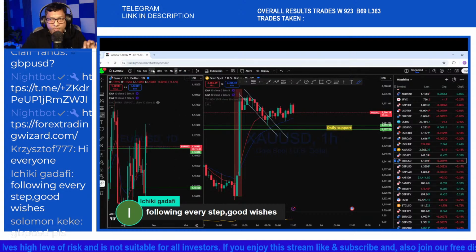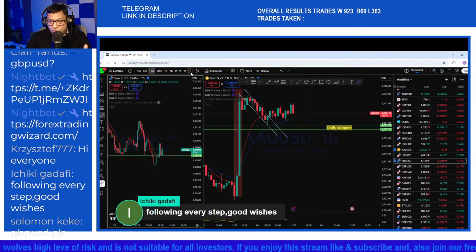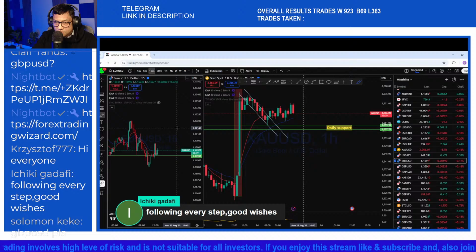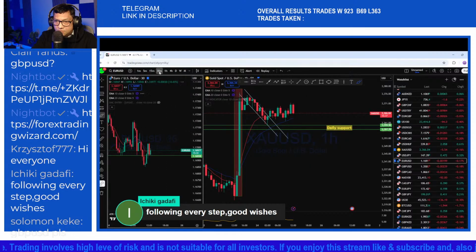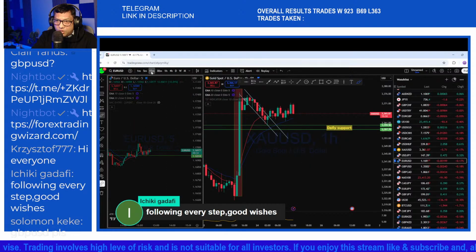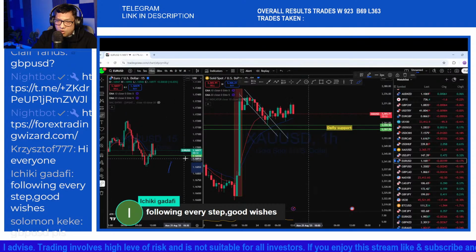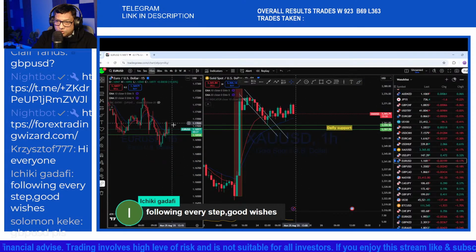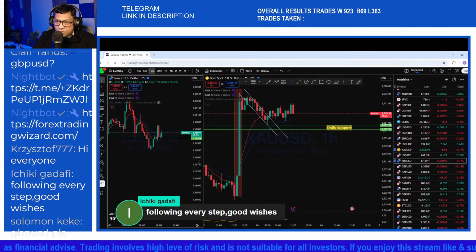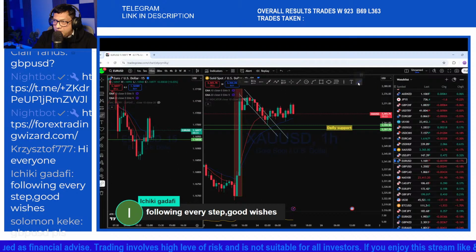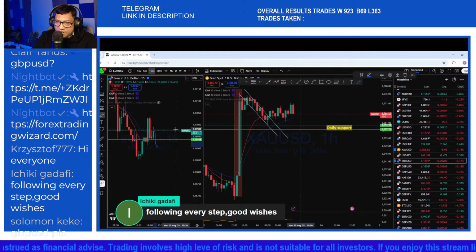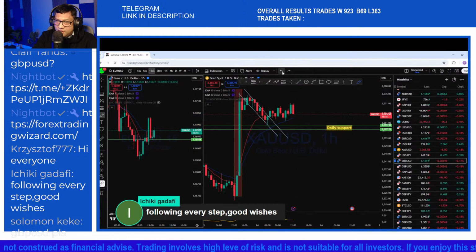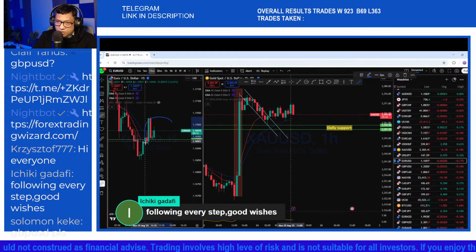So euro dollar, GBPUSD, they almost move in the same direction. That being said, if we look at the 15 minutes perspective on euro dollar, which is potentially showing that the market may come back here, grab liquidity, and then return back again to the upside here on EURUSD.